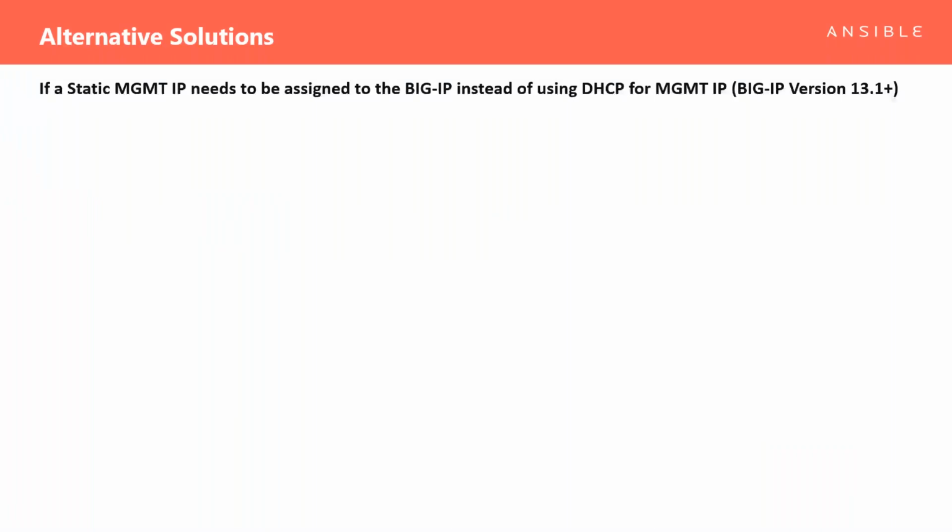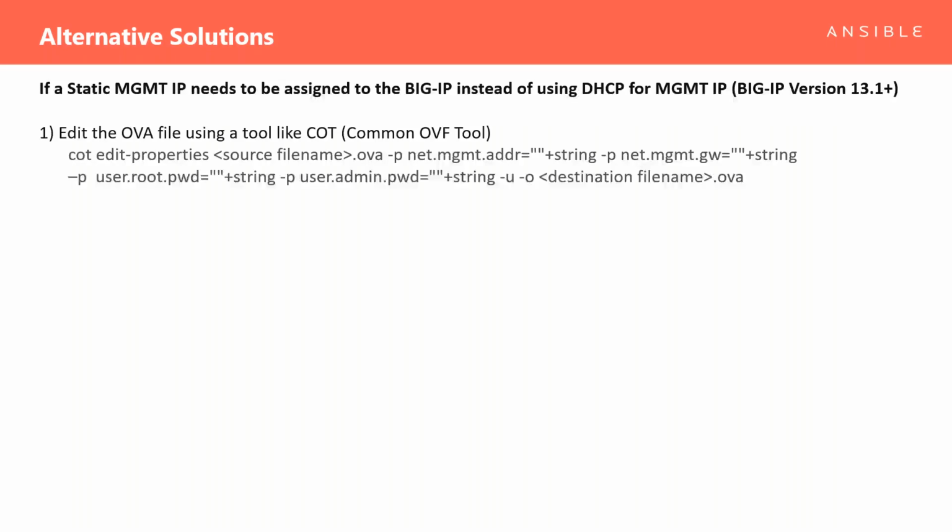Now, before I conclude the technical part of this webinar, I just quickly want to touch upon a few alternative solutions. We did use DHCP to assign a management IP address to the BIG-IP, but if you want to assign a static management IP, that can be done as well, but you do need a BIG-IP version of 13.1. When you have the 13.1 OVA file, you can edit the properties of the OVA file using a tool like COT. What you add in this OVA file is your management.address, your management.network, your root password, and your admin password.